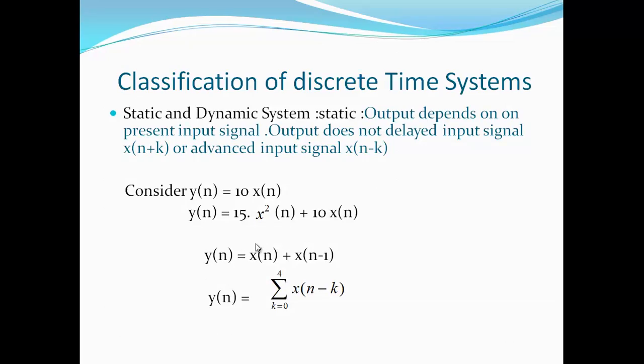Okay, now classifications of discrete time systems. As far as your exams are concerned, expect at least one numerical out of this, to check not only static or dynamic, the simpler one. Then you have time invariant and time variant systems, linear and non-linear systems, causal and non-causal systems.